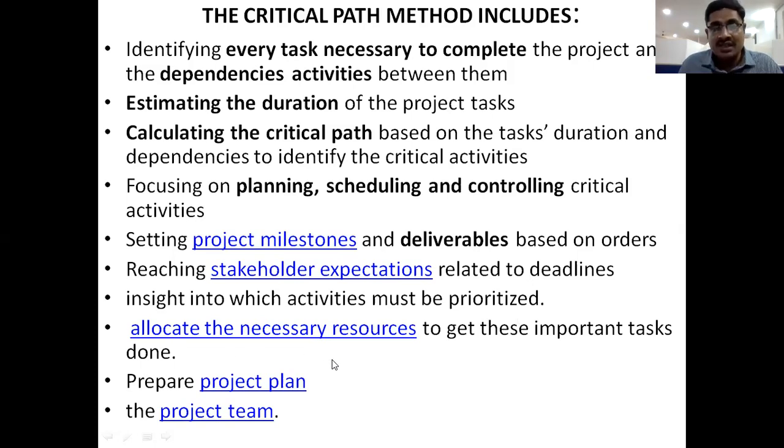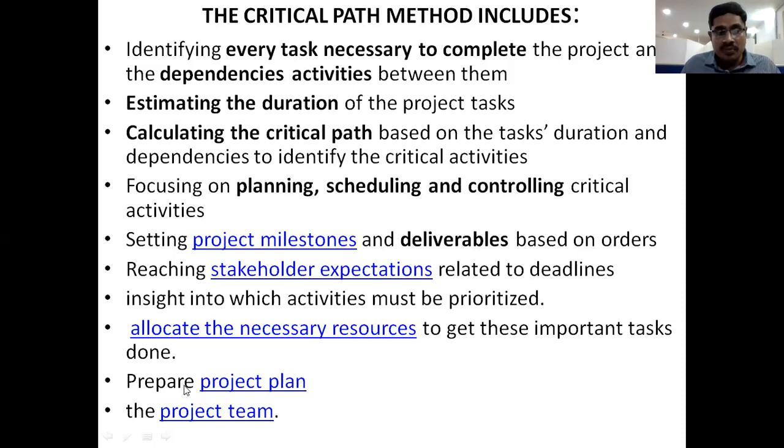Next one, allocate the necessary resources to get these important tasks done. Simply remember this: the necessary resources means only the five M's. Men, money, machines, materials, and methods. These are the five M's. So this is also known as necessary resources, the five M's. So plan and allocate these resources to get the important tasks done.